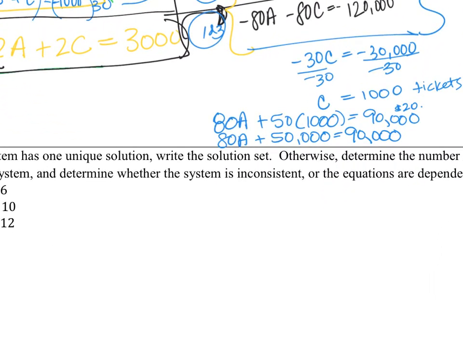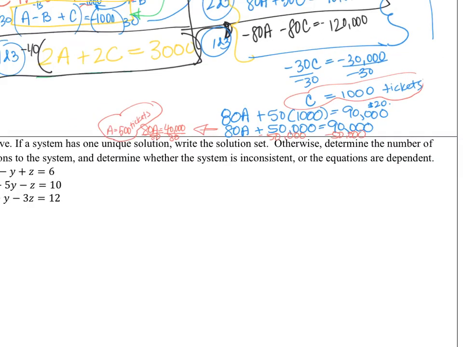If I subtract the 50,000, kind of short on room here, sorry about that, then I'm going to get 80a equals 90 minus 50, that's going to be 40,000. Divided by 80, it ends up that A will be equal to 500. So we're going to have 500 of those tickets, plus 1,000 of the other ones.